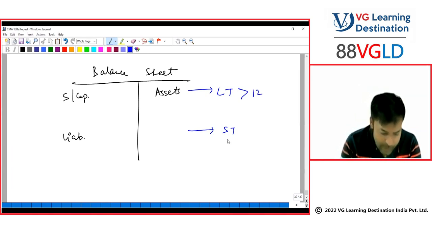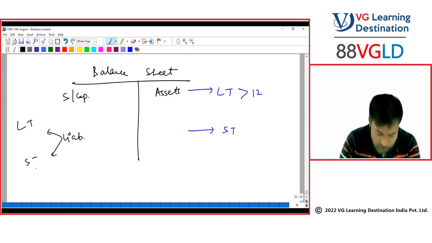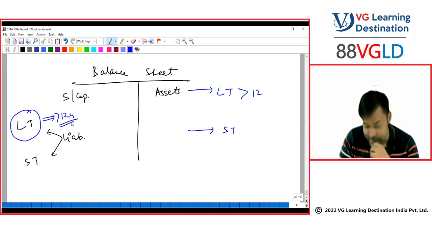Similarly, everyone, the liability is going to be two types. It is going to be long term. It is going to be short term. Long term means you are going to repay the liability within more than 12 months. Short term is anything which you are going to repay within a span of 12 months.